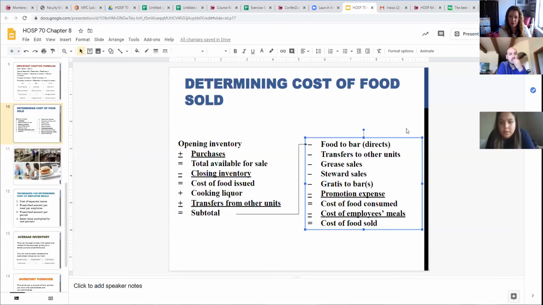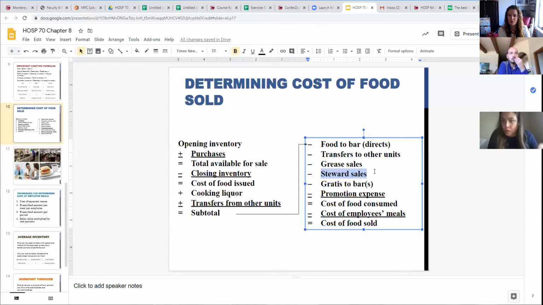Does that make sense? Yep. Okay, so we're going to subtract transfers to other units, anything else that we're sending out. So remember, anything we're sending away, we're subtracting. Grease sales. So if you're selling grease, and sometimes restaurants are able to do this, if you sell the grease, you're going to subtract that cost. Steward sales. So steward sales are not done very often, but that is when, if you're a mom and pop restaurant, because you're a restaurant, you get a really good deal on your products compared to if you're buying it at the store.